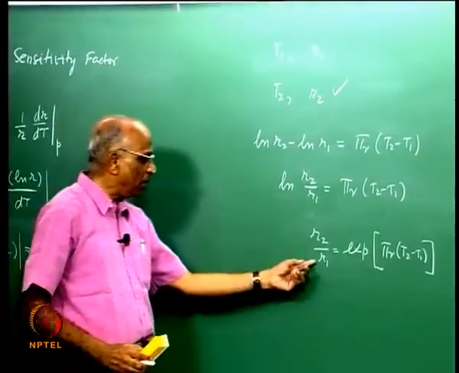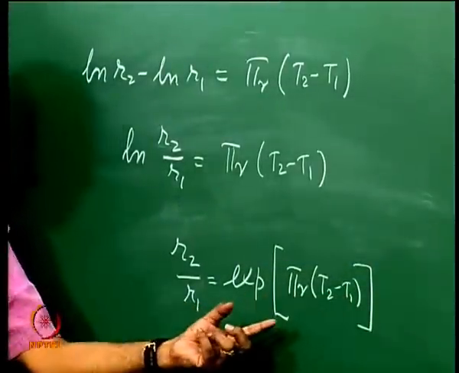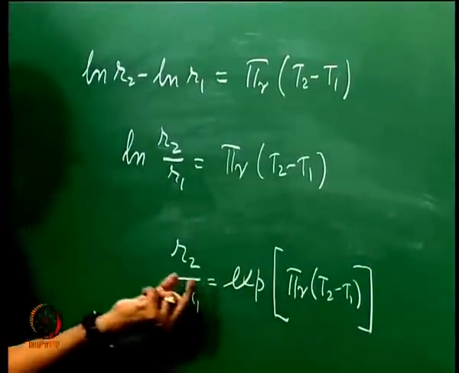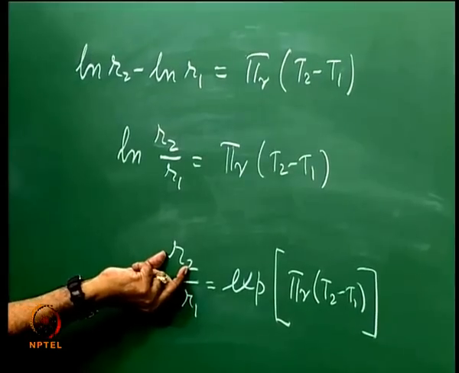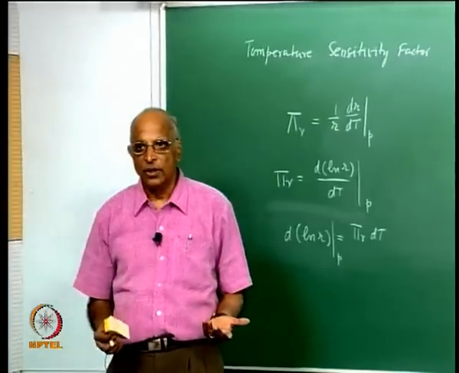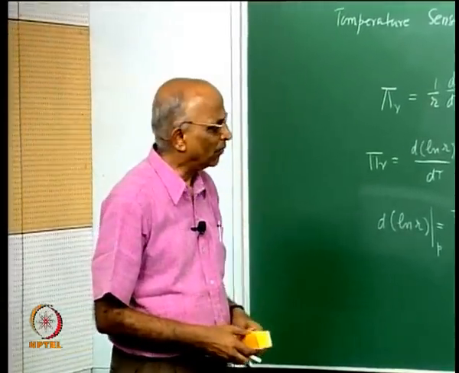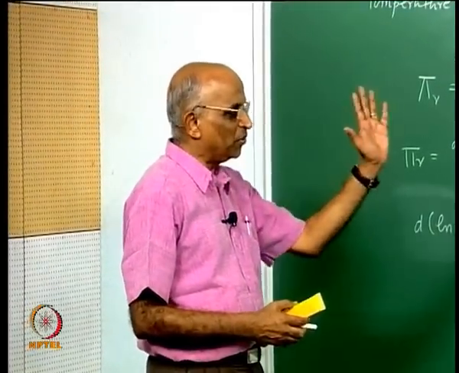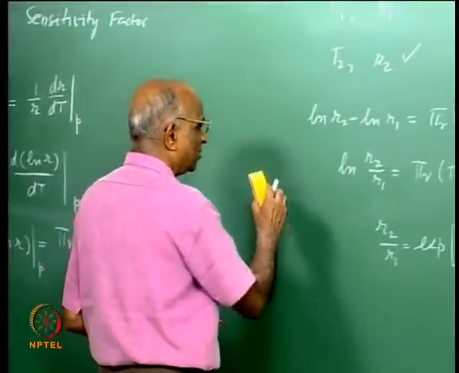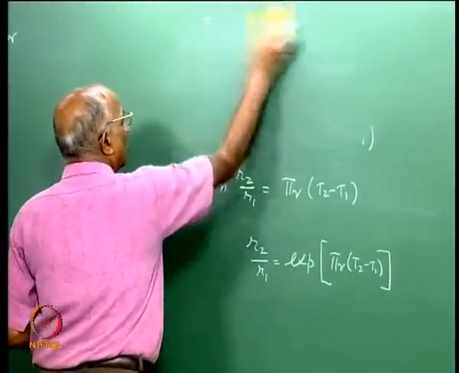Therefore, if I know the burn rate at temperature T 1, using the value of the temperature sensitivity factor, I can find out the burn rate at a temperature T 2. And this is how the effect of variations of temperature is taken into account. I think we are now in a position to go back to designing solid rockets, that means essentially find out how much area is required.